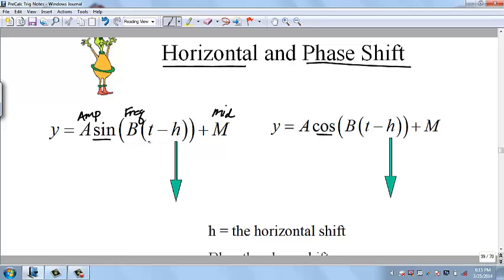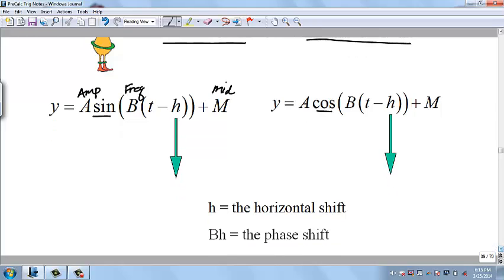Now, do you see inside that I have a change? Now, besides being opposite, I want you to notice something, that the frequency is factored out from here. So if this is in factored form, that's the horizontal shift. So if I factor this, H is the horizontal shift in the opposite way that you think.